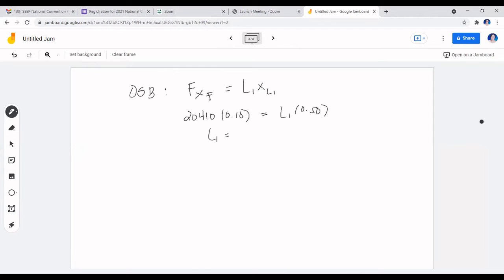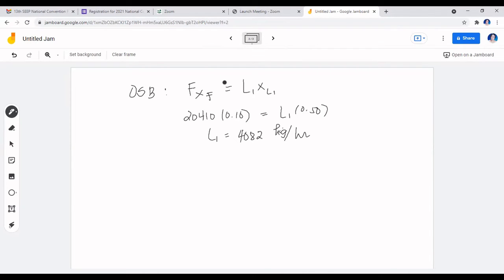So what's our L1? Can you give us the L1? Your L1 is 4082 kilogram rather, class. So kilogram, not kilojoule, because this one is an amount. Okay, kilogram per hour.